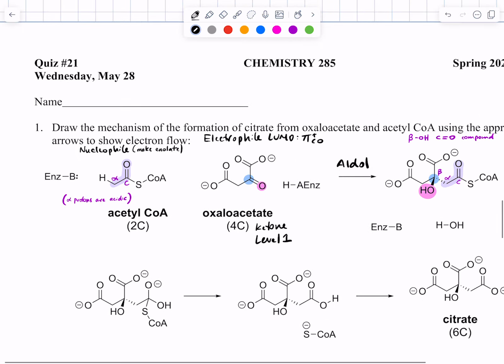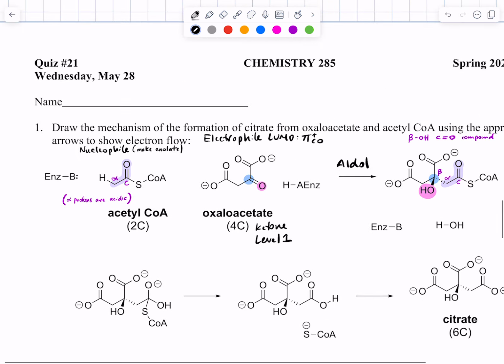First will be what? Deprotonate what? Acetyl-CoA, the alpha hydrogen, then what? If I wanted to just draw the enolate, I would do that. You're always free to go stepwise if you want to. But if I want to show that enolate attacking, where is it going to attack? Ketone, carbonyl, carbon.